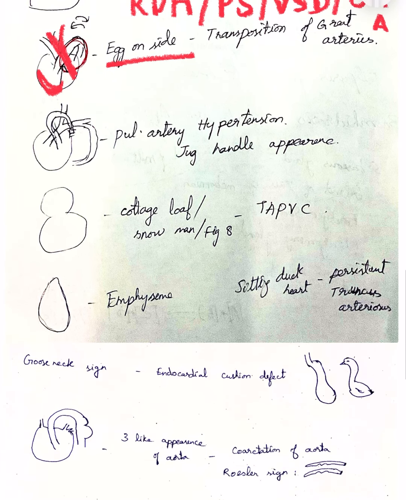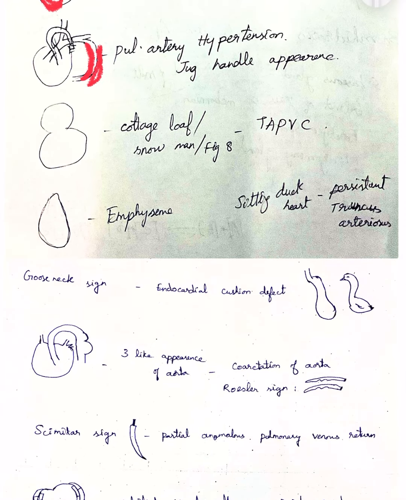And in case of pulmonary artery hypertension, the pulmonary artery gets engorged and prominent, so it appears like a jug handle appearance seen during the chest X-ray. And in case of total anomalous pulmonary venous communication, it appears like a cottage loaf or snowman or figure of 8 appearance. In this condition, the defect is with the opening of the pulmonary vein.